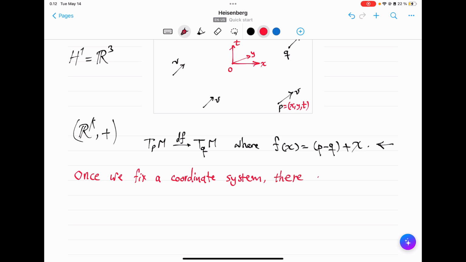There arise these global vector fields: partial x, partial y, and partial t. This is choosing this v to be one of your coordinate axes. This looks like partial y, and then translating it in that canonical way all around the space.